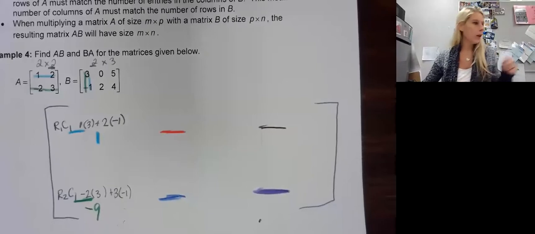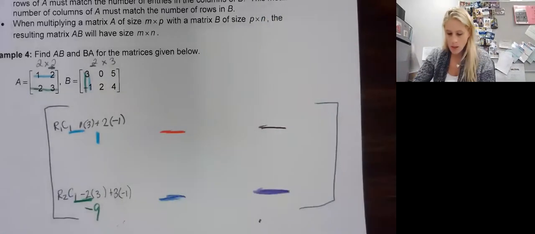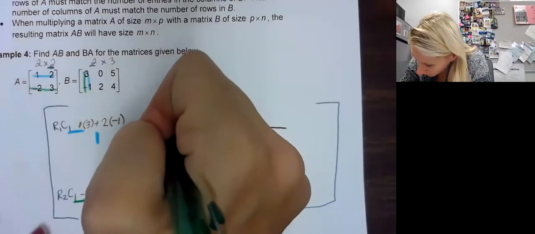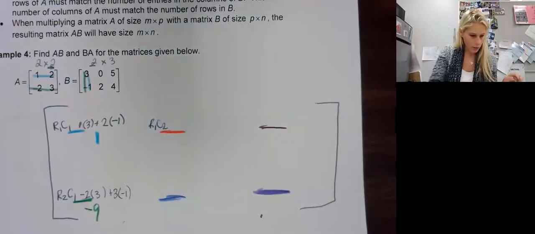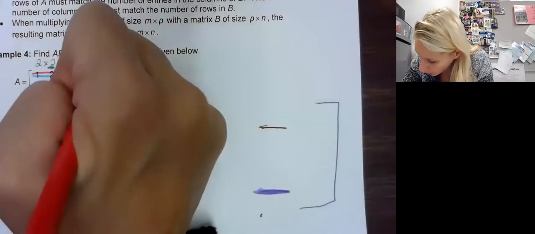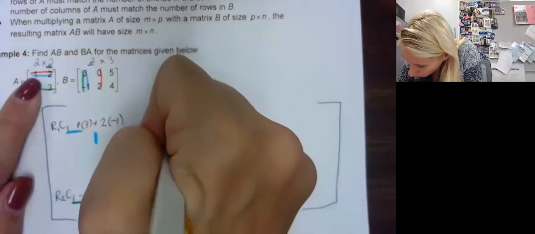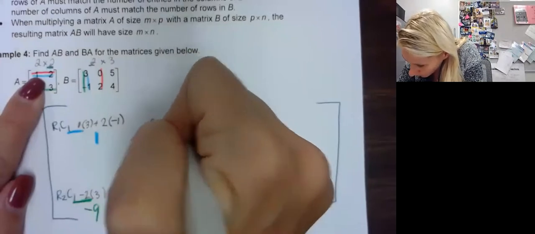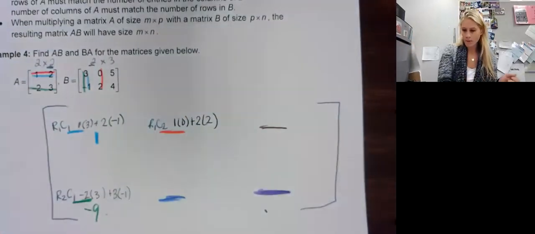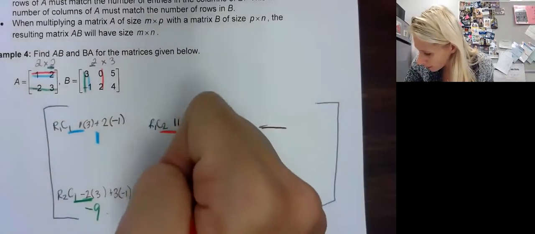All right. It'd be nice if I could get a pencil that stays with me, but I guess I'll use this pen. This is row 1, column 2. So we're using that kind of orangey red. So row 1, column 2. I'm multiplying 1 times 0 plus 2 times 2. That's 0 plus 4, which is 4.